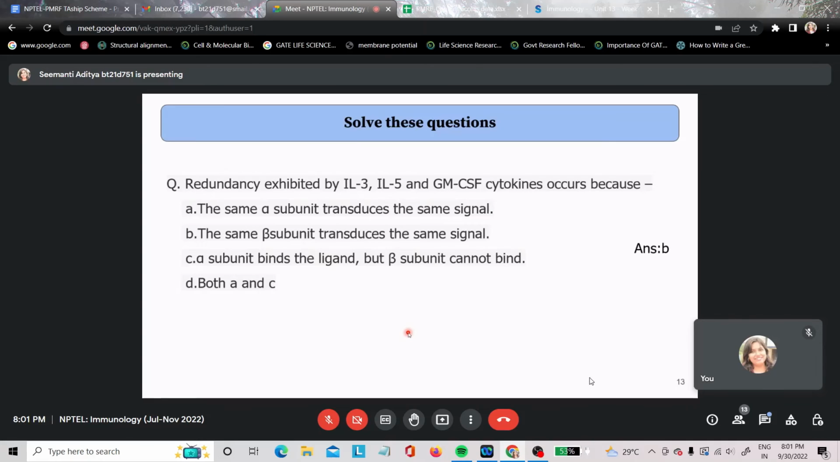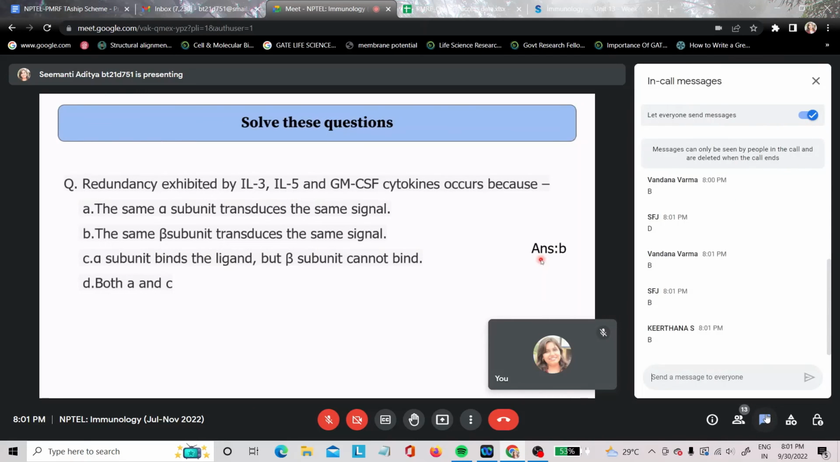Right. The correct option is answer number B, because the same alpha subunit will not bind to different kinds of receptors. Alpha subunits are different for each of these ligands, because the ligands are bound by the alpha subunit, but the signal is transduced by the beta subunit. So the same beta subunit transmits the signal, but the alpha subunit is binding to the different cytokines. So the correct option is answer number B.